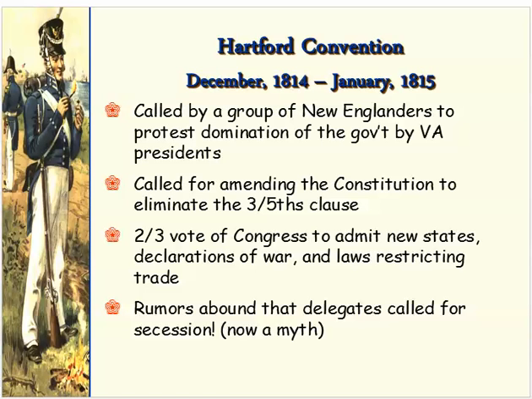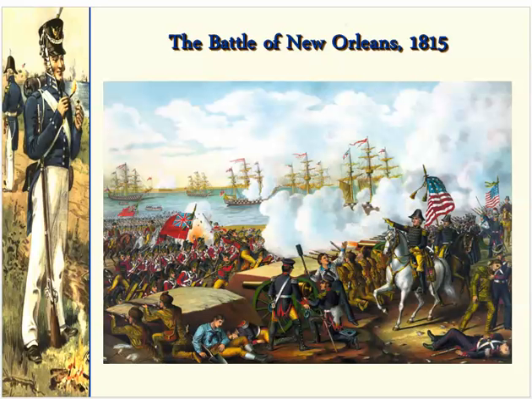They call for amending the Constitution so that it would require a 2/3 vote of Congress to admit new states, to declare war, and to restrict trade. Because remember, the New Englanders were really hurt by the trade restrictions, the Embargo Act and the Non-Intercourse Act. And then there were also rumors that the delegates to this convention considered secession, but most historians have said that that is a myth.